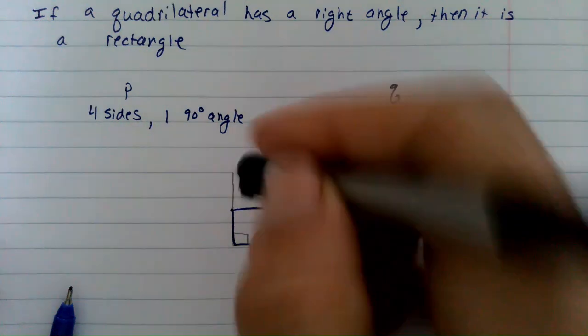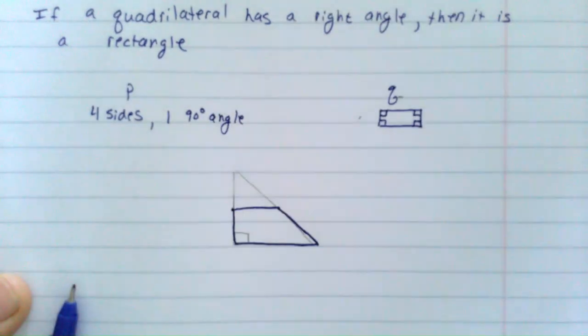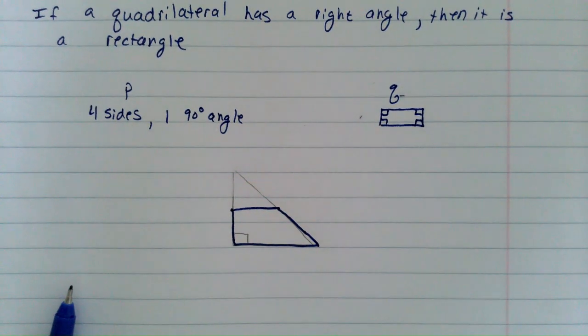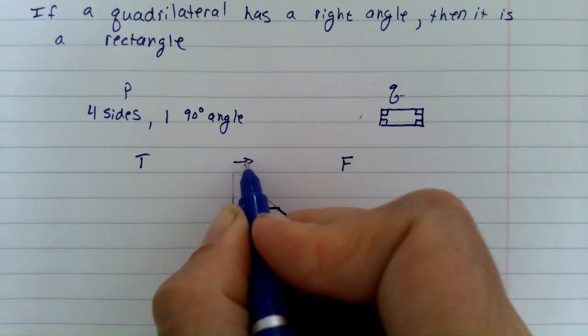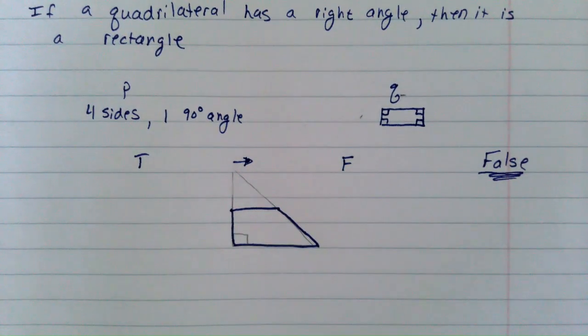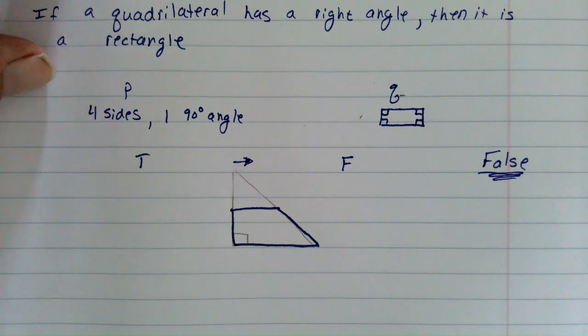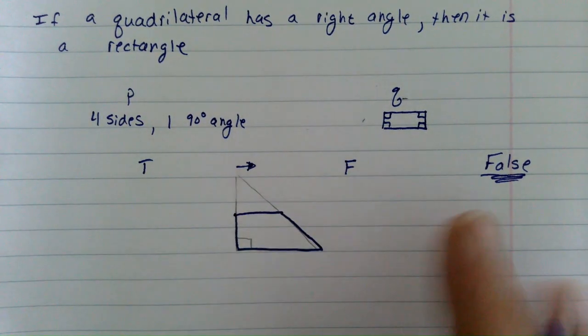Wait a second. It still has a right angle, right? Is it a rectangle? No. We found something that made this true and this false. So that showed that the overall statement was false. We found a proof by counterexample. So we were able to show that the statement was false.